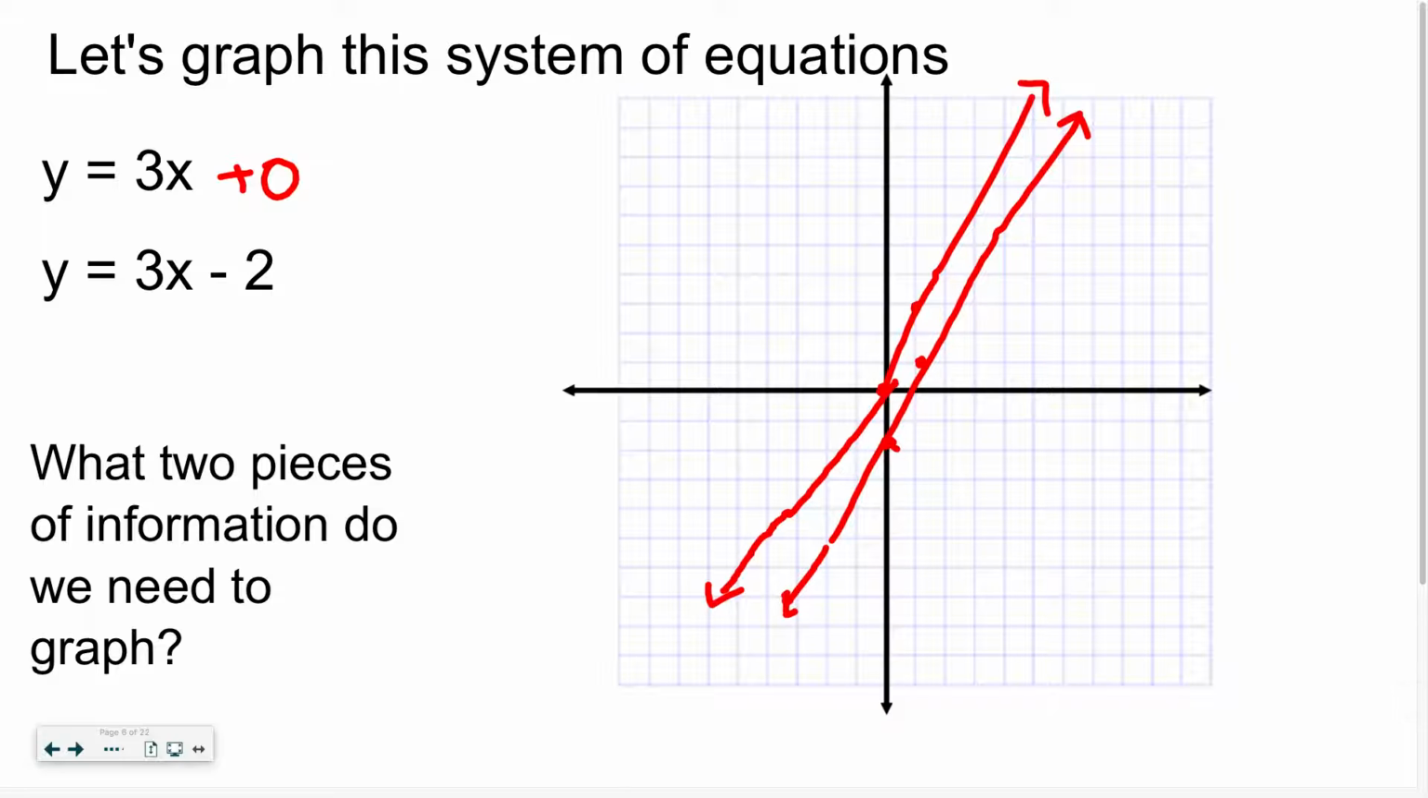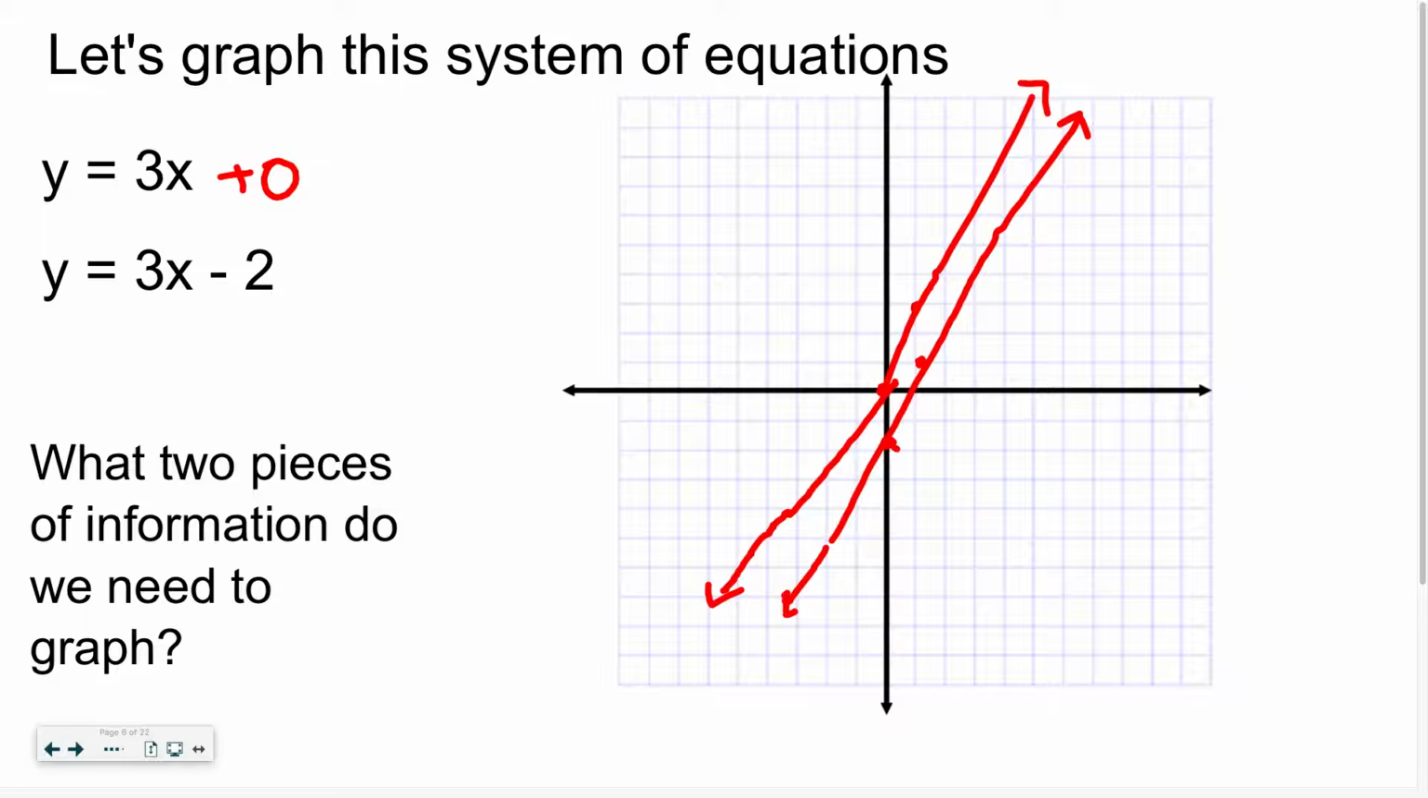They're parallel. Good. Is there a solution for this system? Why do you think that is? Since they're parallel, they're not going to cross, they're just going to keep on straight. Because the lines are parallel, they will never intersect.